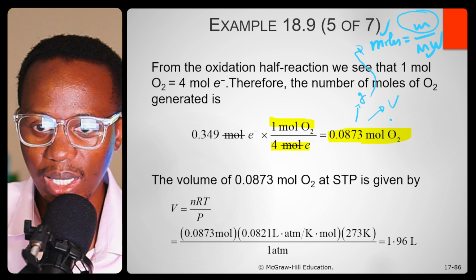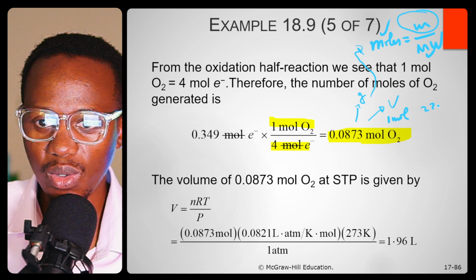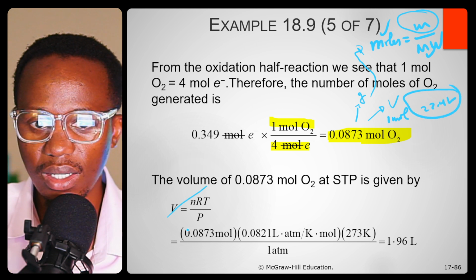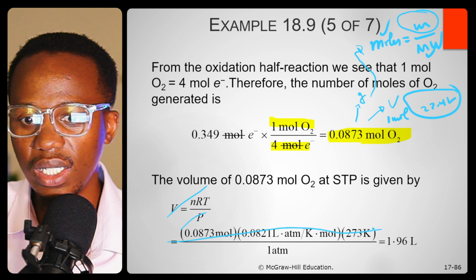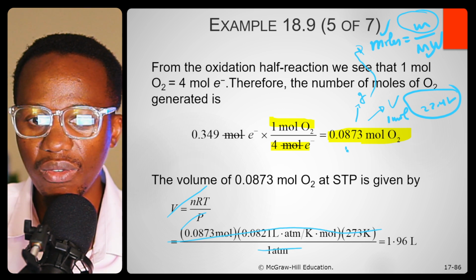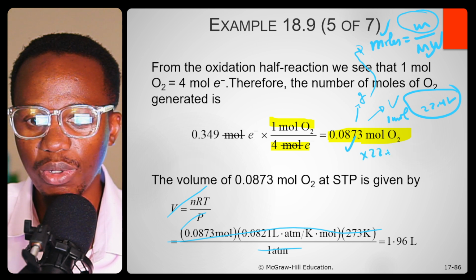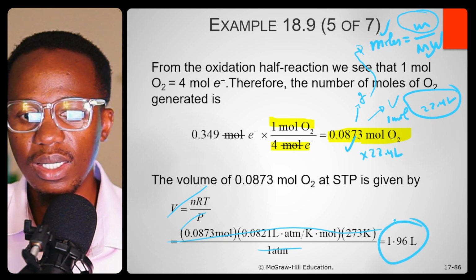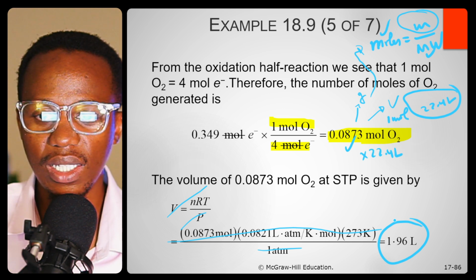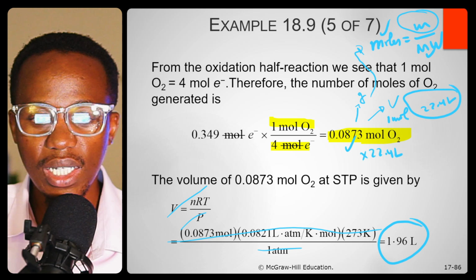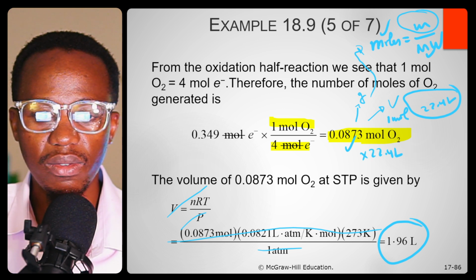How do you get the volume? Again, as I said, 1 mole occupies 22.4 liters at STP, right? So don't even worry about these, don't even convert. These will give you the same thing. So just take the number of moles times 22.4 liters, and if you do it, you should get the same as this, because that's how it's calculated. So you should be able to calculate these very easily, right?